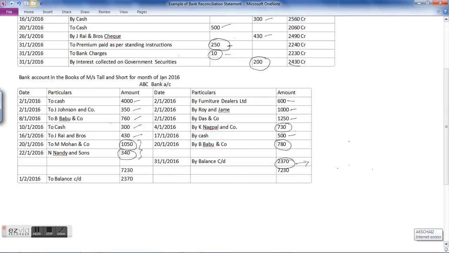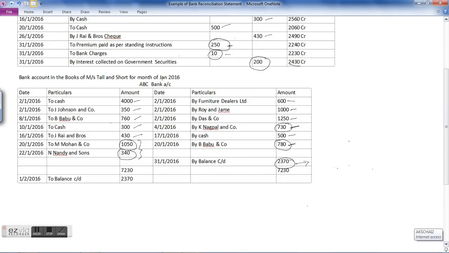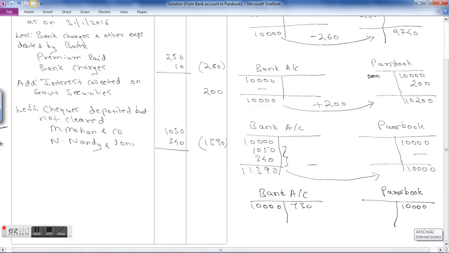Now there are two amounts on the credit side, 730 and this 780. Correct? They are on the credit side of your bank account, but same are not reflected in your passbook. So again, bank account, passbook. Okay, so here you have 10,000 and 10,000. Okay, so they are on the credit side. How much is it? 730 and 780. Correct? The same are not there in your passbook.